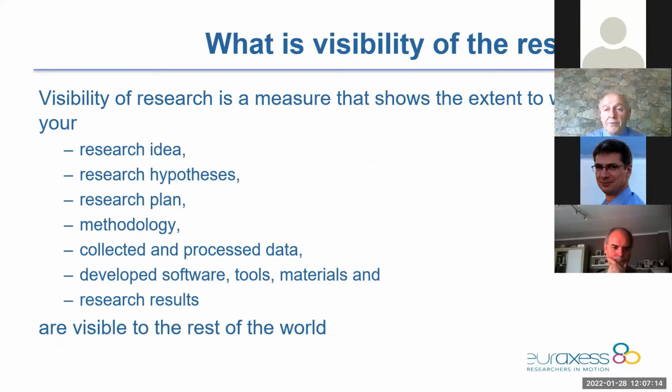So, what is the visibility of research? It is a little bit hard to give an answer which will satisfy everybody, but we can say that visibility of research is a measure that shows the extent to which your research idea, research hypothesis, research plan, research methodology, collected and processed data, developed software, tools, materials, and so on, and finally research results are visible to the rest of the world. So this is the key part. To what extent your research outcomes are visible to the rest of the world. Okay, so not only for your lab, but for the rest of the world.